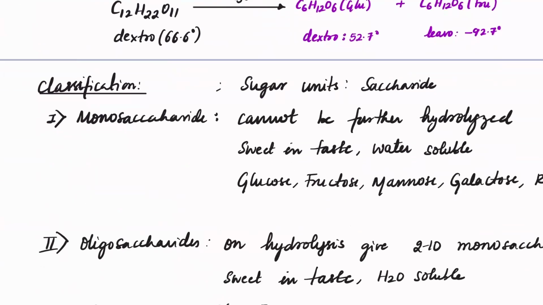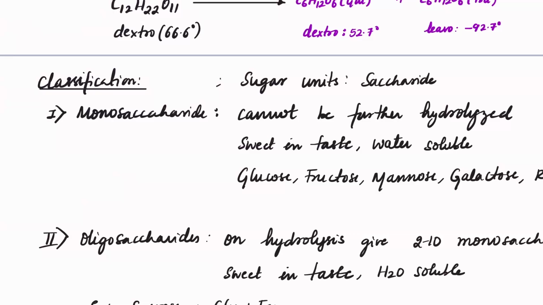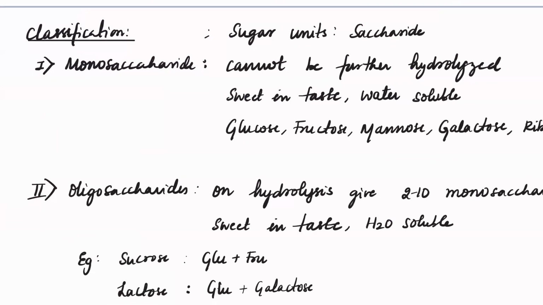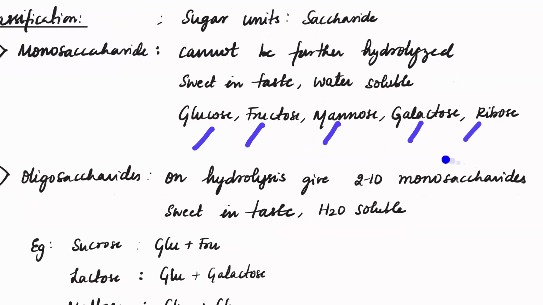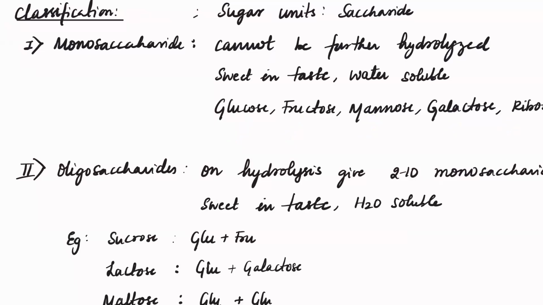Clear? Now let's see how we classify carbohydrates. A general term: whenever you have any sugar units, we call them saccharides. If you have one unit of sugar, we call it a monosaccharide. How do we decide it is one unit? It is a unit which cannot be further hydrolyzed into smaller units. They are generally very sweet in taste and water soluble. For example, glucose, fructose, mannose, galactose, ribose are all monosaccharides.